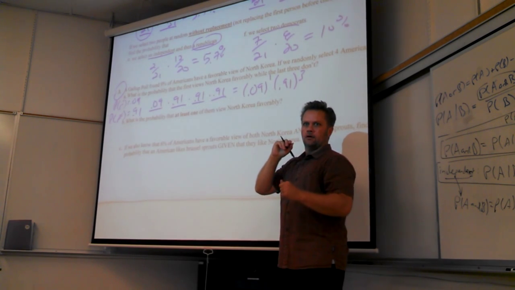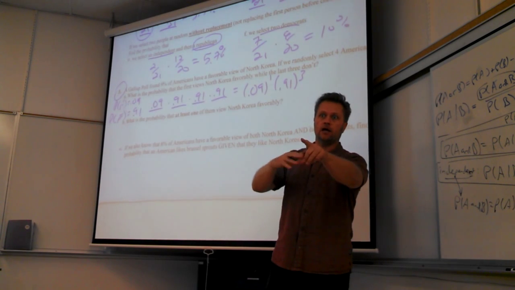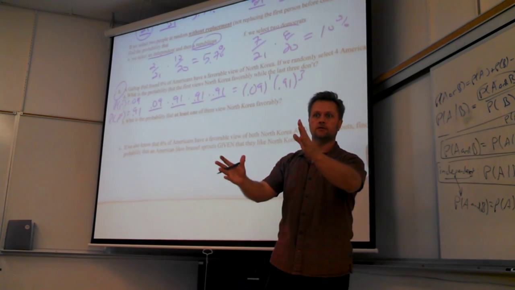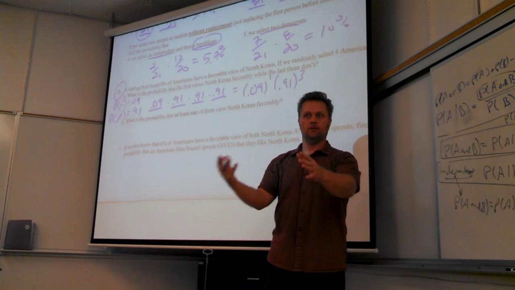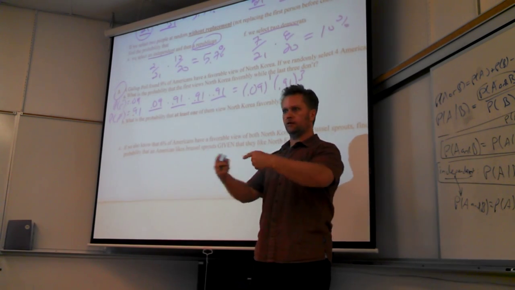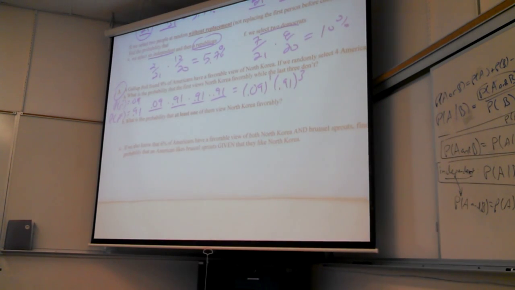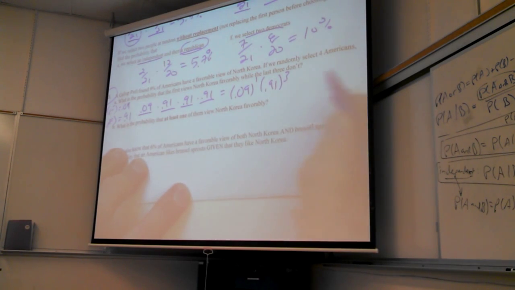How'd you get 0.91? So if 9% view that favorably, how many don't? The rest. 9% do, how many don't? 91%. 100% minus 9%. Yeah, that's the idea of complement, right? So what do you get when you multiply this out? 0.0678. Sounds about right. I don't hear anybody saying anything else. That's good? All right, thank you.